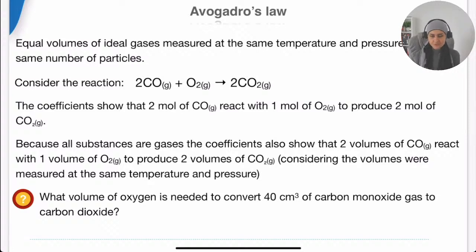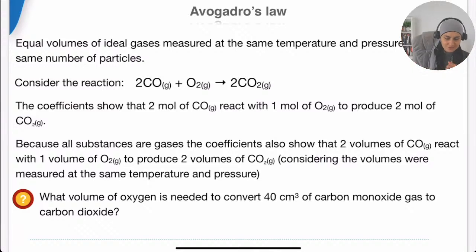Right, Avogadro's law. To be honest, I have no idea why it's in structure because it's all about reactivity, because we have to apply the ratios, which we haven't done yet. Following the syllabus. Yeah, I'm just a simple person following IB. Right, so what does it say? Avogadro's law says that equal volumes of ideal gases, and we haven't done ideal gases yet, measured at the same temperature and pressure have the same number of particles. That's the definition.